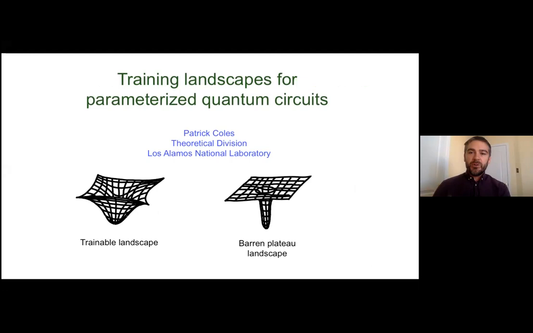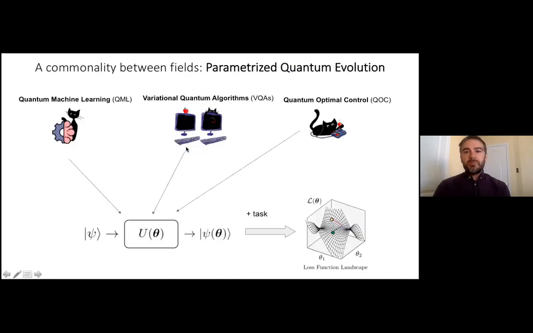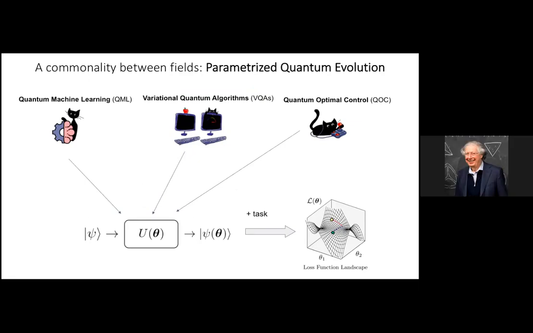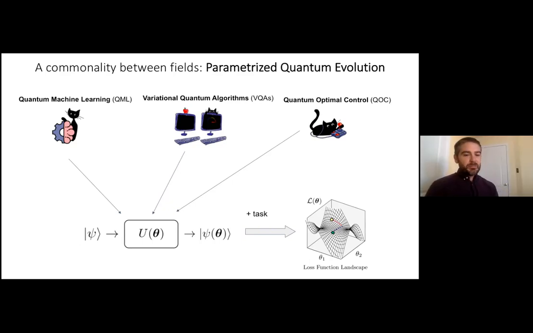This is a paradigm for various fields of quantum physics. One is quantum machine learning, which I'll talk about, and another is variational quantum algorithms, and then finally quantum optimal control. And in each of these fields, you have an input state, and then a parameterized unitary. Of course, a unitary is like a time evolution. And then you have a final state, psi of theta. And so in all of these fields, they all use parameterized unitaries. And then they want to train the parameters theta to achieve some task. And so this is a common paradigm.